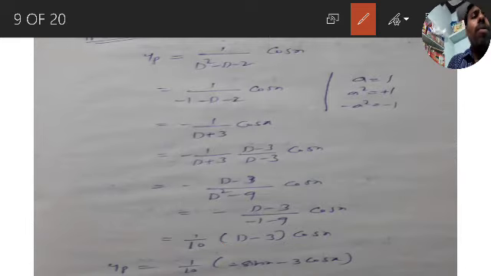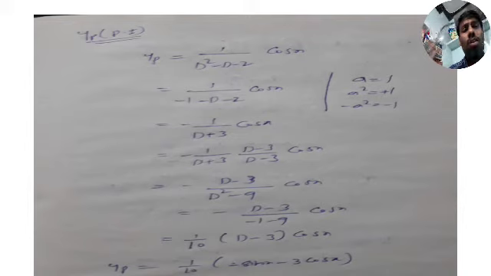We got yp. Now you got yp and you got yc. So yc plus yp becomes the general solution.